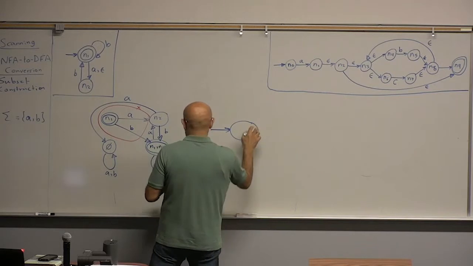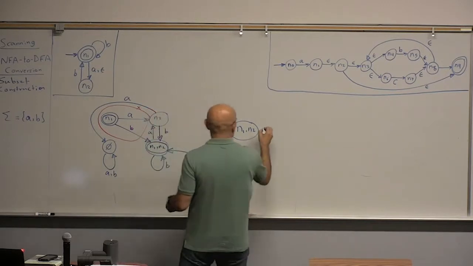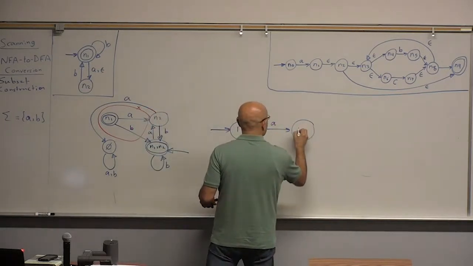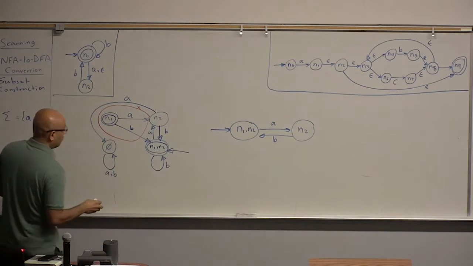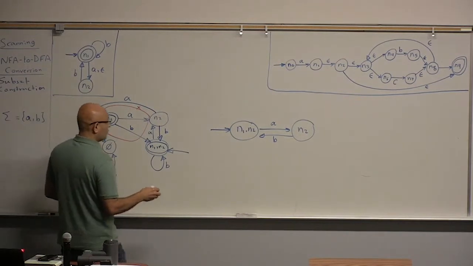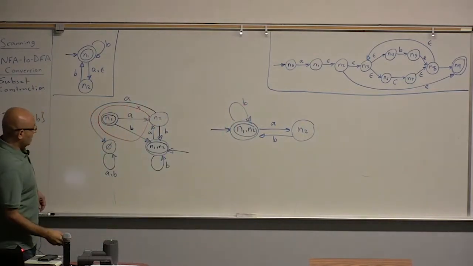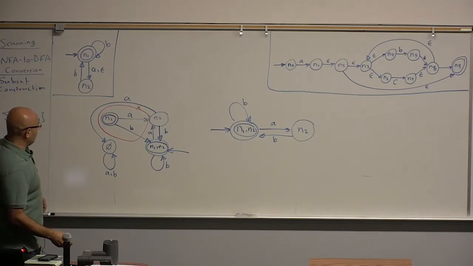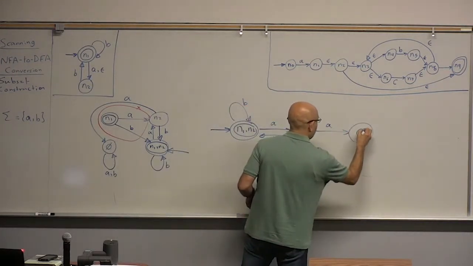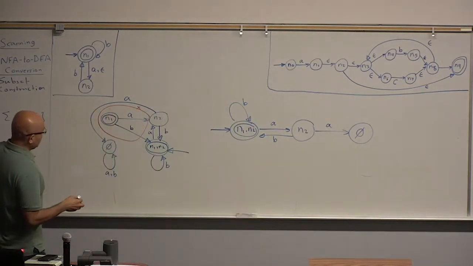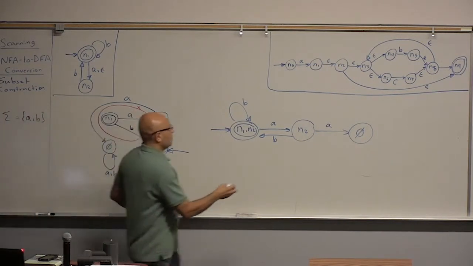Let's rewrite it in a clearer way. N1, N2. And if you get an A, you go to N2. And the B takes you back to N1, N2. And with the B, you stay in N1, N2, which is an accept state. And if you are in N2 and you get an A, you go to a trap state. And in the trap state, you stay there.